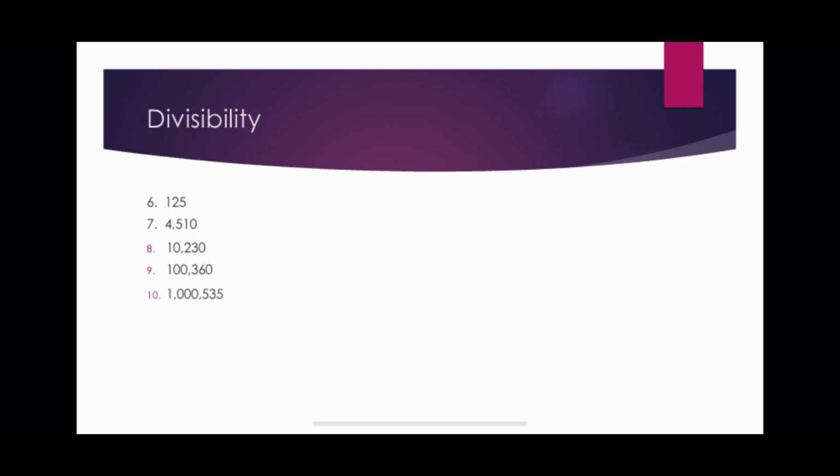Number 10, 1,535 is also divisible by 5 because it ends with 5. 20,560 is also divisible by 5 because it ends with 0. Number 12, 12,659,235 is also divisible by 5 because it ends with 5. So, remember, a number is divisible by 5 if it ends with 0 or 5.